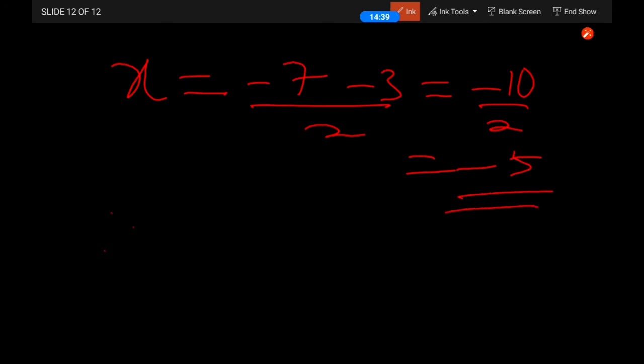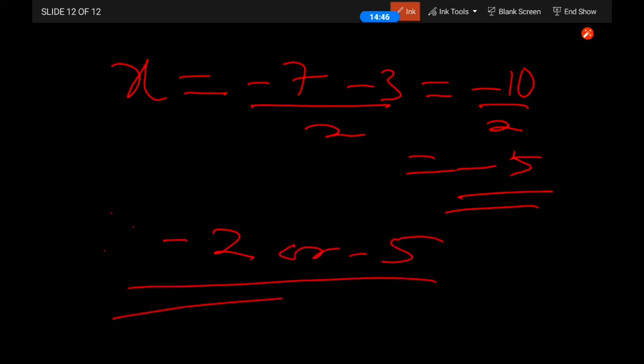Remember that we always get two answers, and they are what? Negative 2 or negative 5, and that is the answer. Those are the roots for that equation.